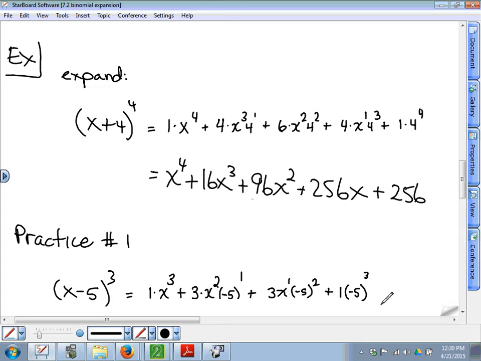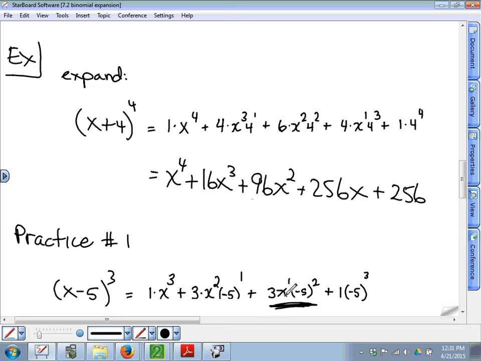Okay, watch carefully. What's -5 to the first power? -5 times 3 is -15. So you should have an x to the third and then minus 15x squared. Now this term right here, -5 to the second power. That's going to be +25.